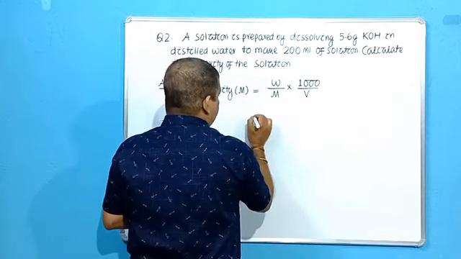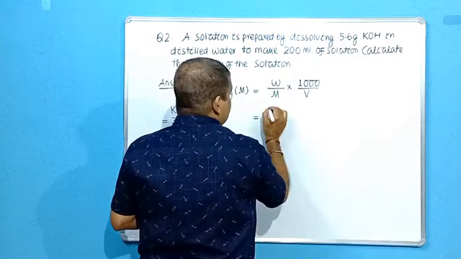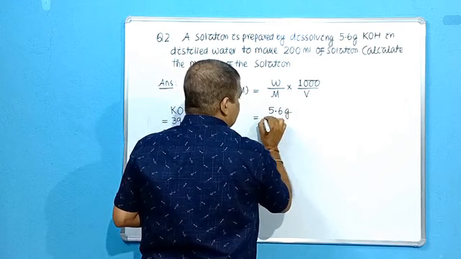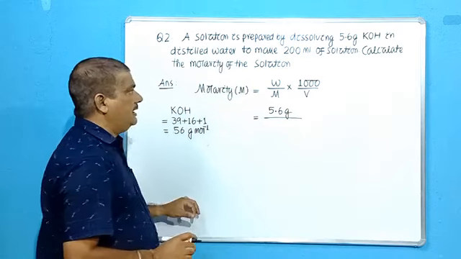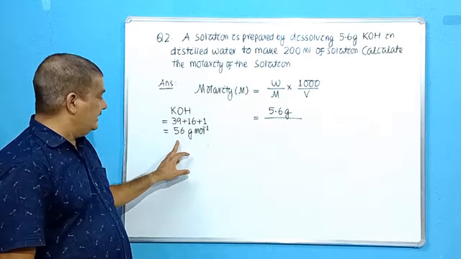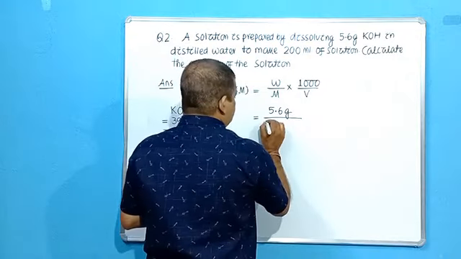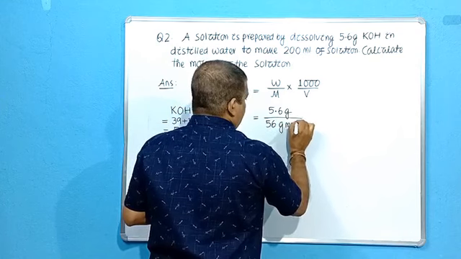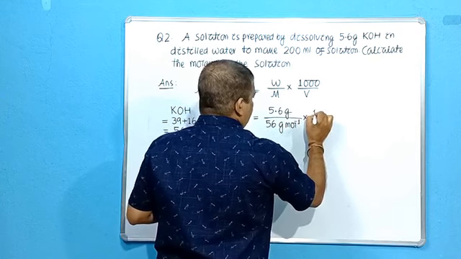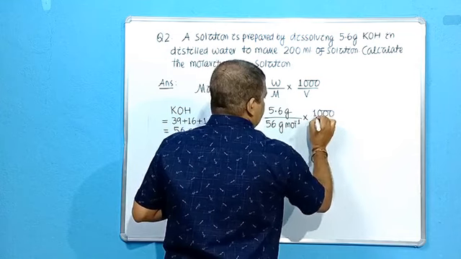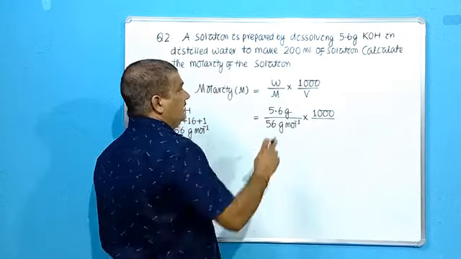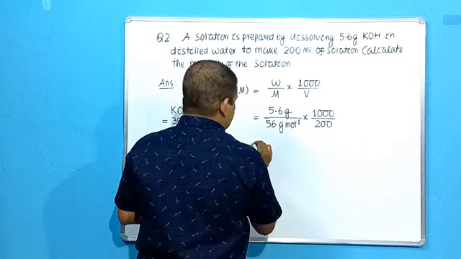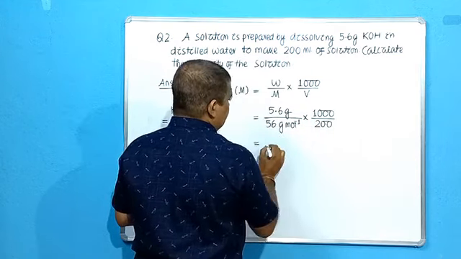So let us put it here. So what will be molarity? Now given mass, that is 5.6 gram of potassium hydroxide, this is the solute, divided by molar mass of potassium hydroxide. We have calculated it to be 56 gram per mole. So 56 gram per mole into 1000 by V, volume of the solution in milliliter. Given here 200 milliliter. So let us find out what the answer will be.